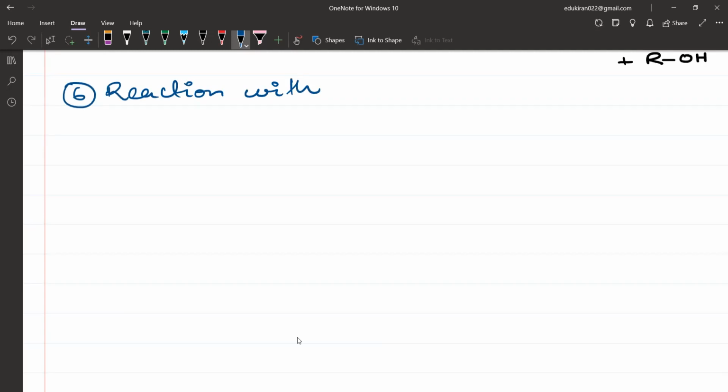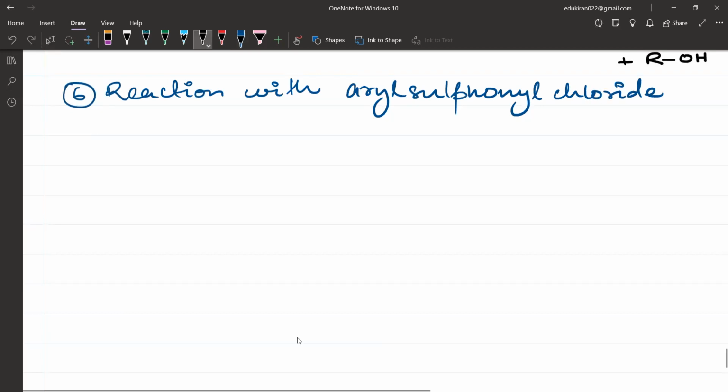A reaction with aryl sulfonyl chloride. Now, aryl sulfonyl chloride का जो स्ट्रक्चर होता है, that is benzene ring, sulfur with a double bond O, sulfur with another double bond O, and there is a chlorine atom here.